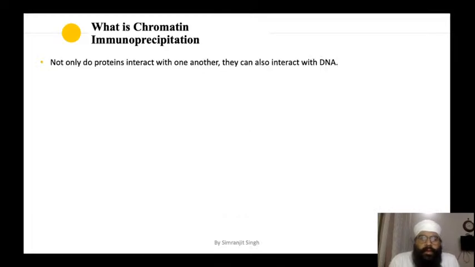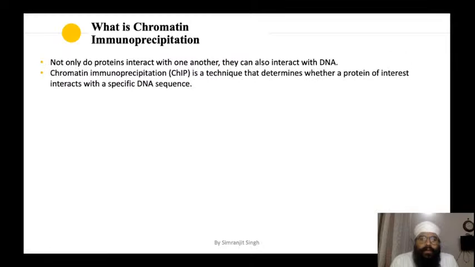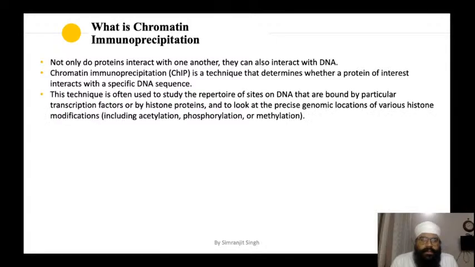So what is chromatin immunoprecipitation? Not only do proteins interact with one another, they also interact with DNA. Chromatin immunoprecipitation is a technique that determines whether the protein of interest interacts with a specific DNA sequence. This technique is often used to study the sites that are bound by particular transcription factors or by histone proteins. It also looks at the precise genomic locations of various histone modifications, including acetylation, phosphorylation, or methylation.